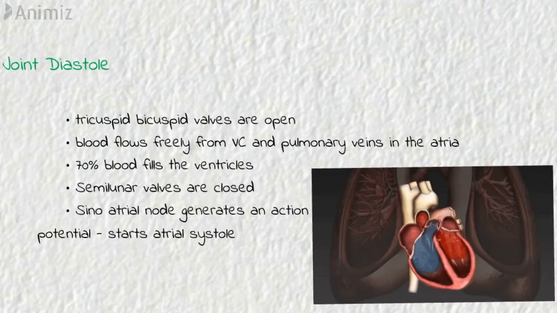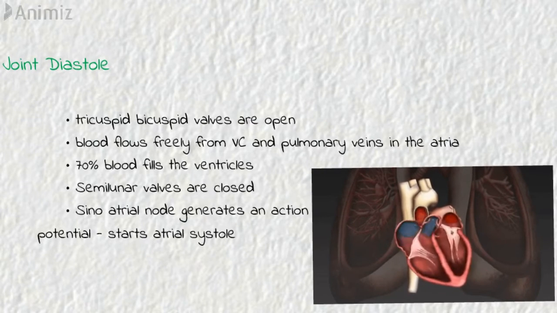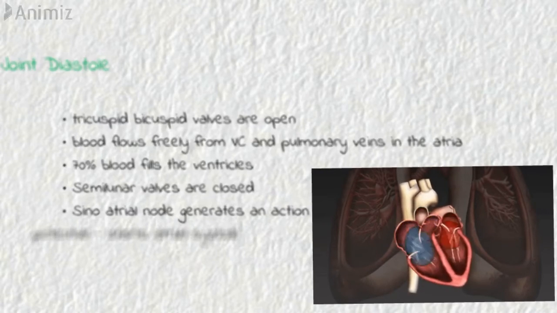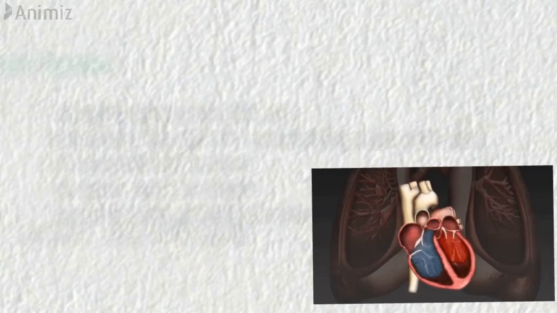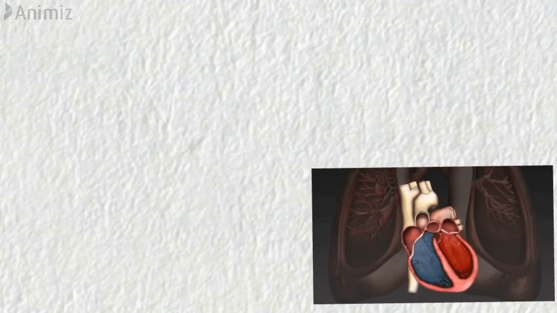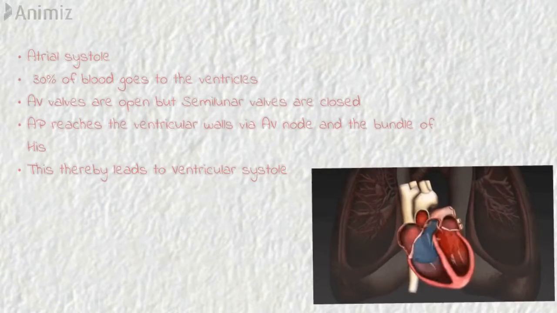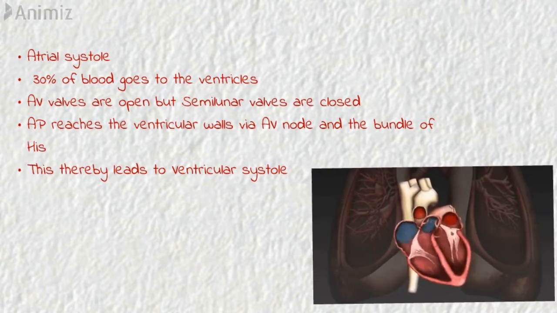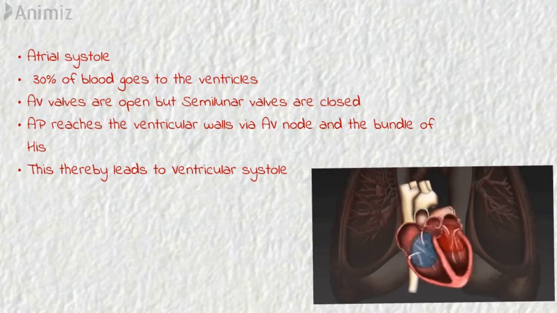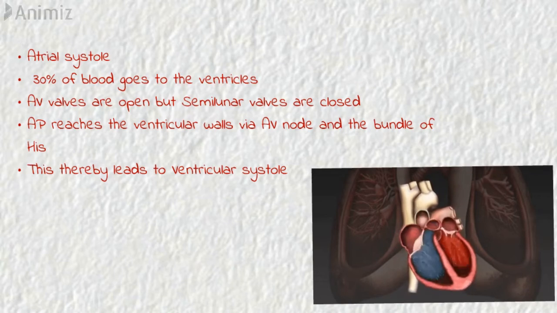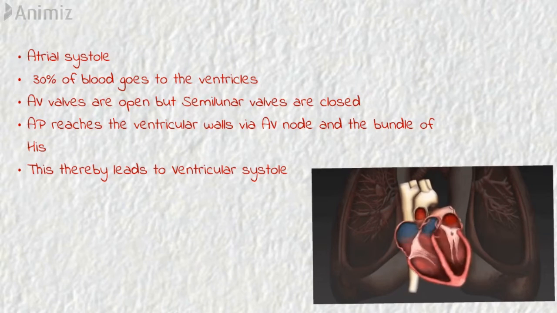The sinoatrial node generates an action potential during this stage, which starts the atrial systole. During the atrial systole, the remaining 30% of the blood goes into the ventricles. The atrioventricular valves are open, but the semilunar valves are still closed. The action potential reaches the ventricular walls by the end of the stage via the atrioventricular node and a bundle of His, which finally leads to the ventricular systole.